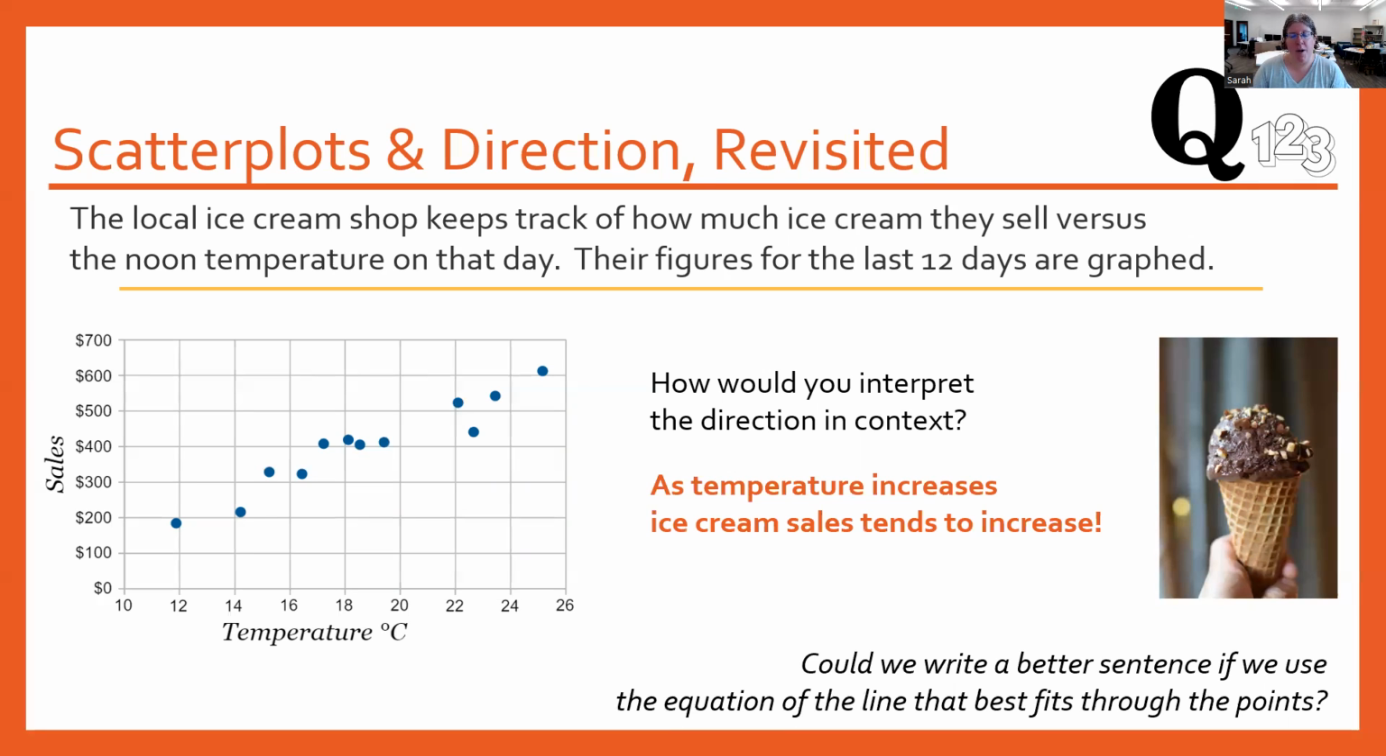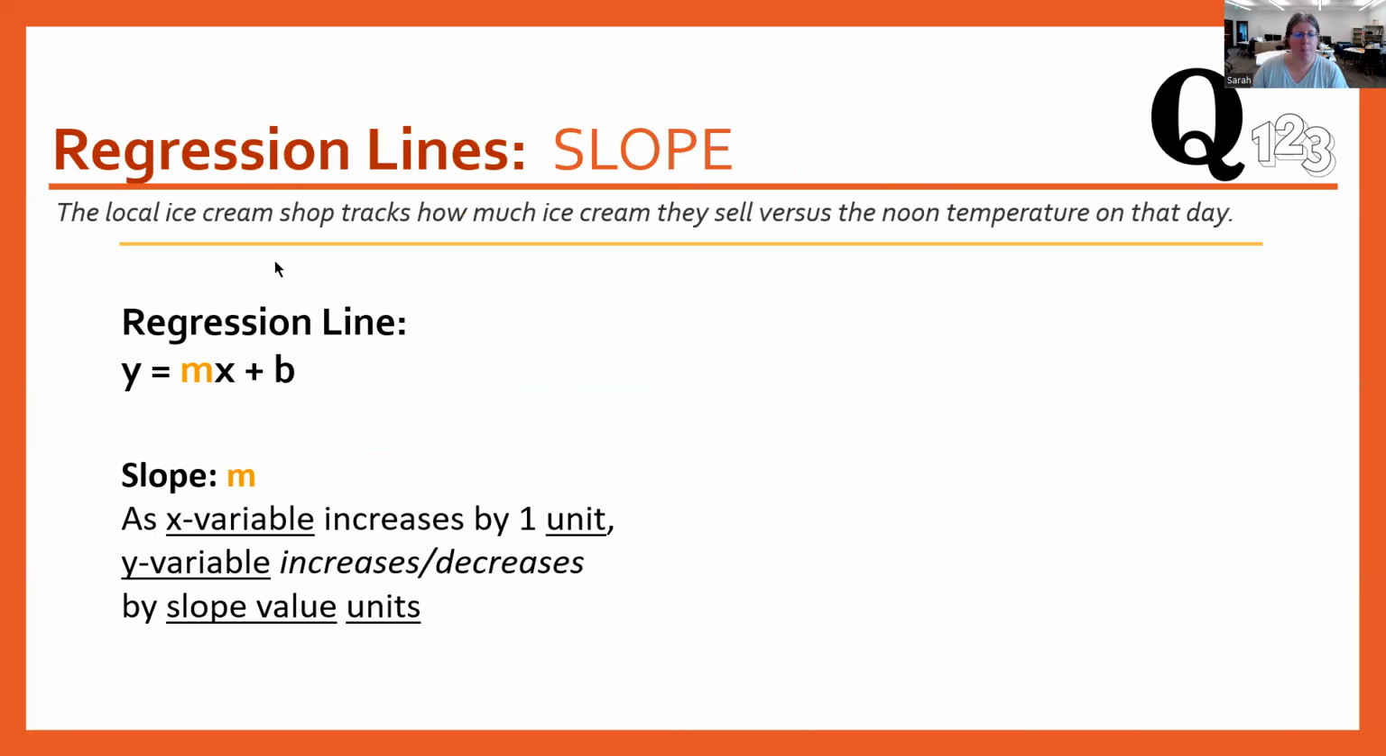So a natural question might be, now that we've moved from just looking at the dots to fitting an equation to them, once we have that equation, could we write a better sentence than the one we've been writing from chapter 4? And the answer to that is yes. That sentence is tied to the slope. The slope, we represent with the letter M, and it's always the number that's attached to X, the explanatory variable. So the value of the slope is just that number.